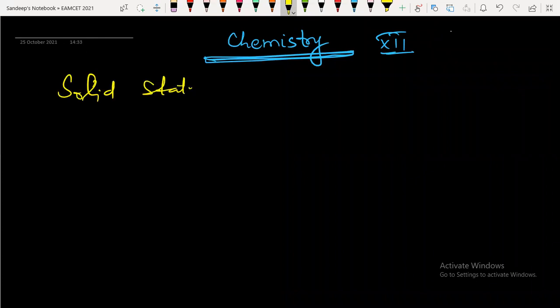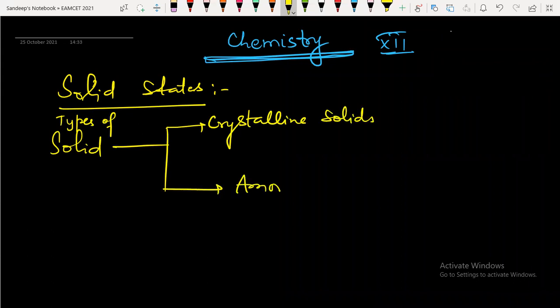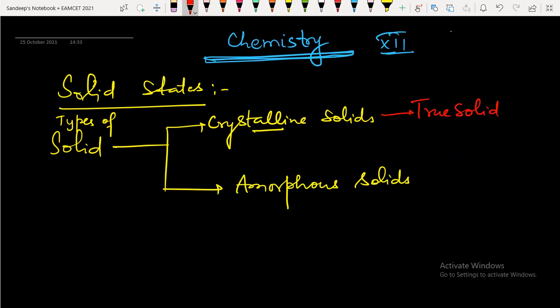Solid state, what are the things that you need to remember? There are two types of solid. First is called the crystalline solid. And second is called the amorphous solids. Crystalline solids are actually true solids, whereas amorphous solids are pseudo-solids, also called supercooled liquids.